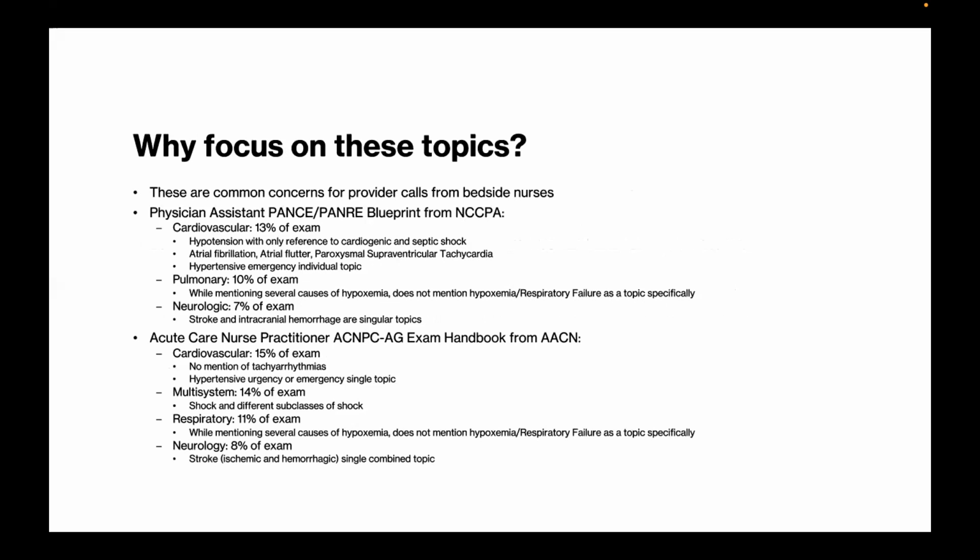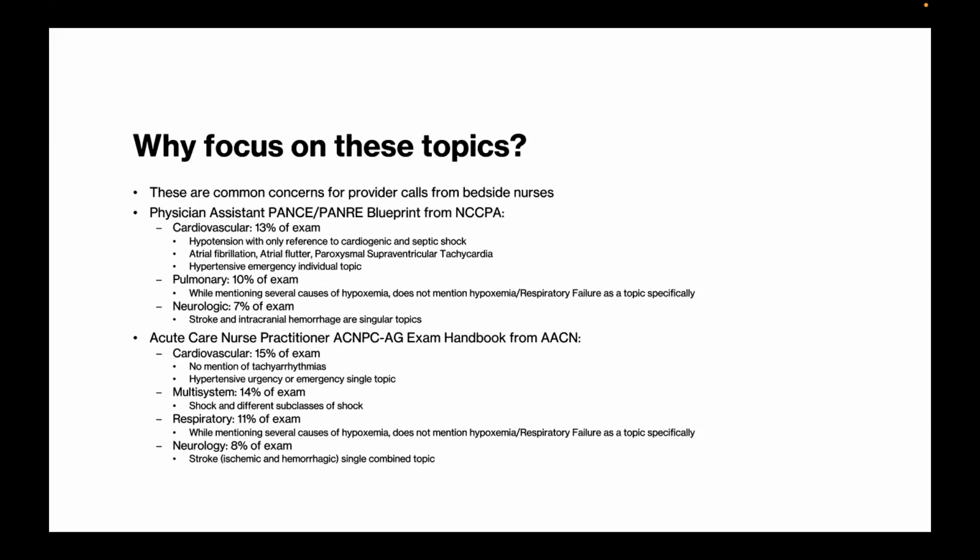I went and reviewed the expectations for the certification exam for both physician assistants and acute care nurse practitioners. I focused on acute care nurse practitioners because that's who we can only take applicants for to work at UC Health. For the physician assistants, they take their PANCE exam, and 13% of the exam is cardiovascular questions, 10% is pulmonary questions, and 7% is for neurology. While they do touch on these topics, they expect providers to have some level of knowledge of them.